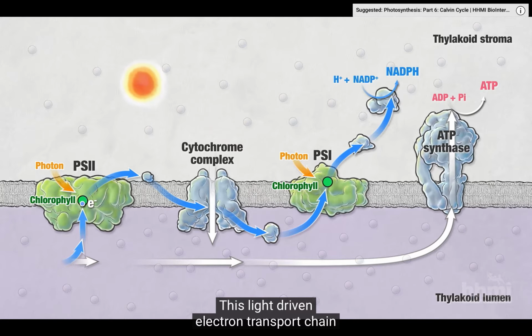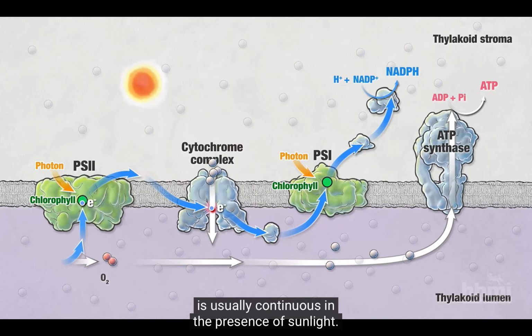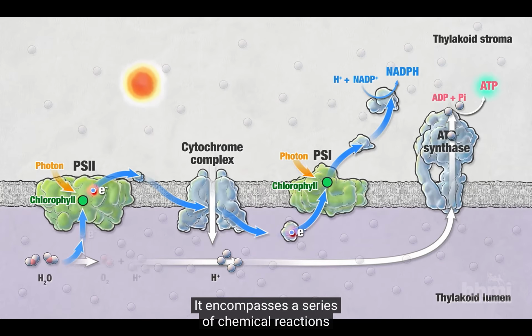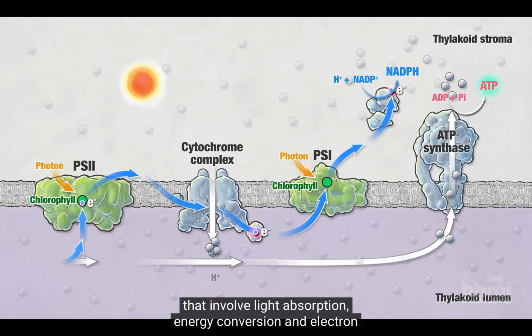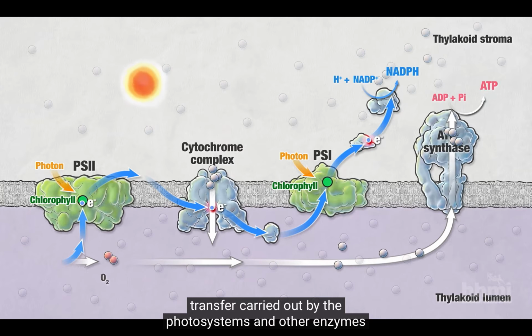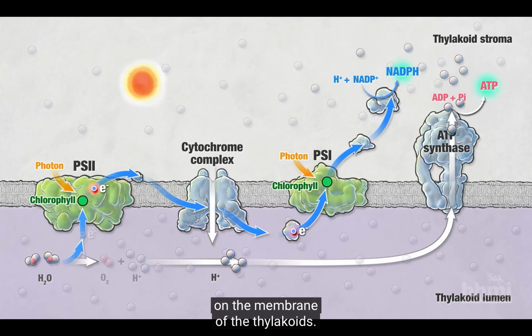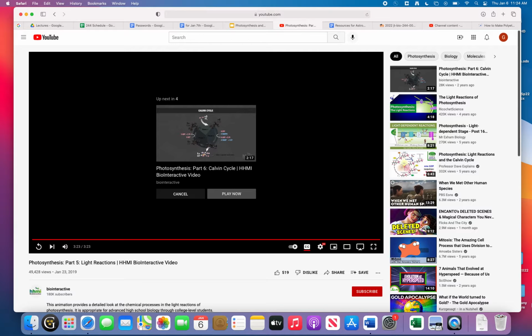This light-driven electron transport chain is usually continuous in the presence of sunlight. It encompasses a series of chemical reactions that involve light absorption, energy conversion, and electron transfer carried out by the photosystems and other enzymes on the membrane of the thylakoids. All right, so I think that video gives a great visual and puts it all together for you here.